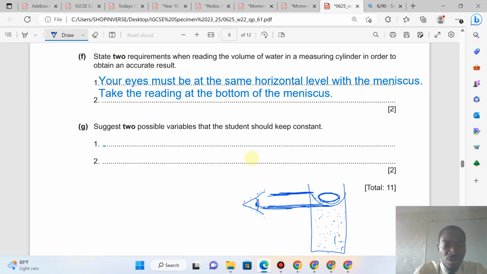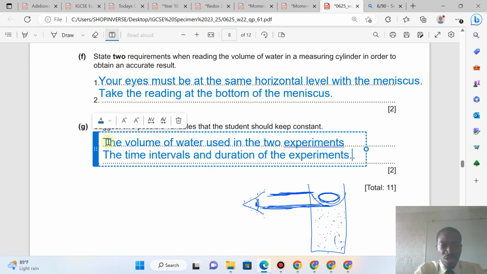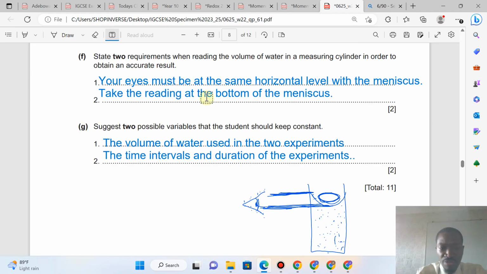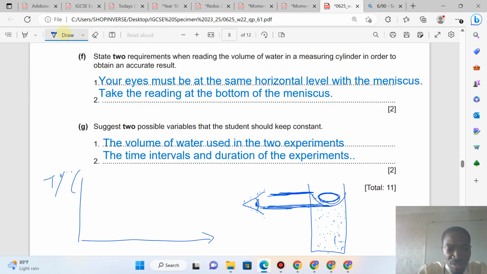It's clear, right? Good. Now the next question says, suggest two possible variables that should be kept constant. Those are the two variables that must be kept constant: the volume of water used in the two experiments, also the time interval or the duration of the experiment. Why? Because in a practical setting, with temperature in Celsius and time in seconds, the cooling curve of water looks like this. What does that mean? That means at high temperatures, water cools at a very fast rate. That's why the curve looks like this. It cools at a fast rate.